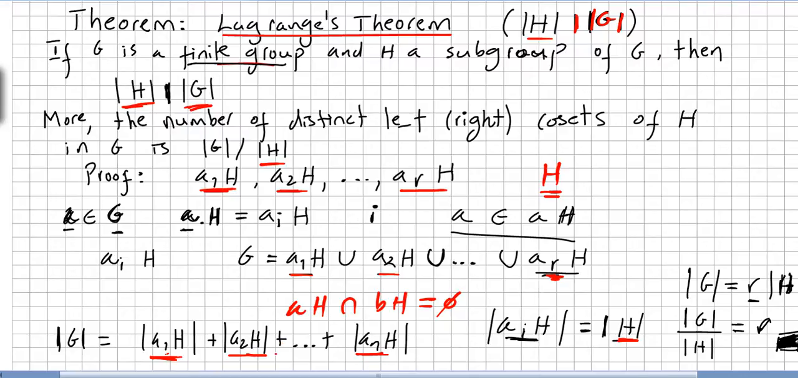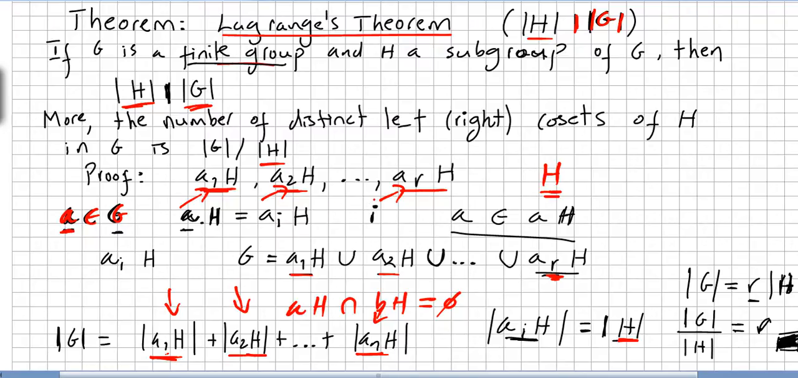Okay. But since left cosets are either identical or disjoint, each element of G, each A in G, belongs exactly to one left coset. So we pick A, and A will be either here or here or here. A will belong exactly to one left coset.